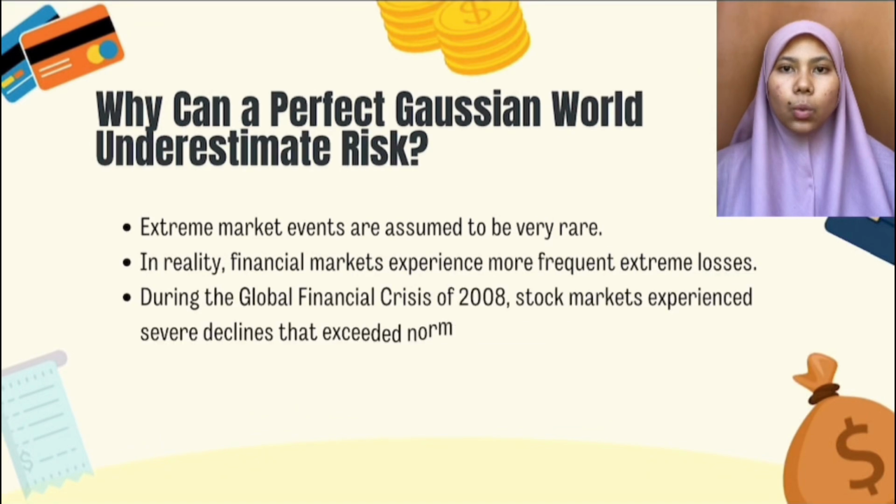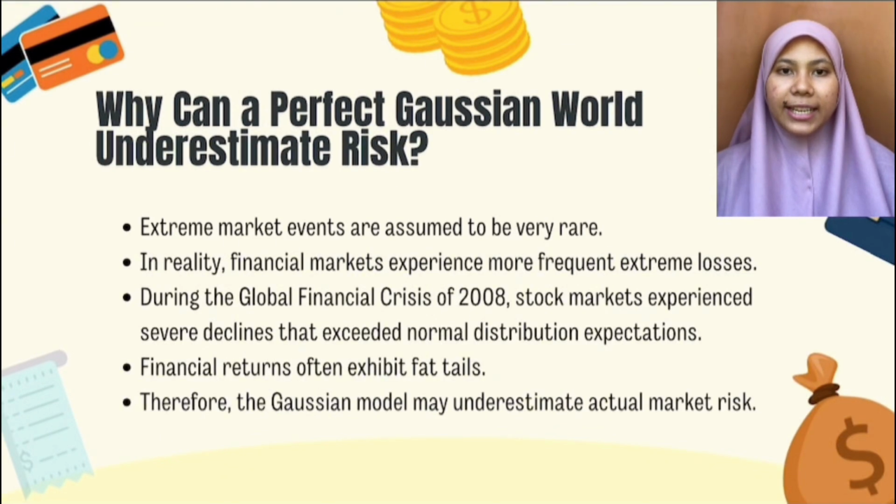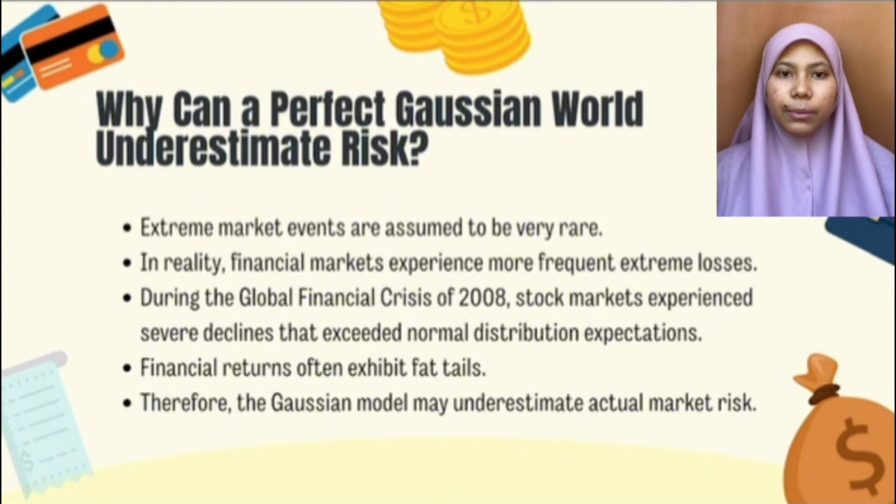Now, I will discuss why a perfect Gaussian world may underestimate risk in financial markets. The Gaussian or normal distribution assumes that extreme market events are very rare and have a very low probability of occurring. Under this assumption, most returns are expected to remain close to the average return, while very large gains or losses are considered unusual events.